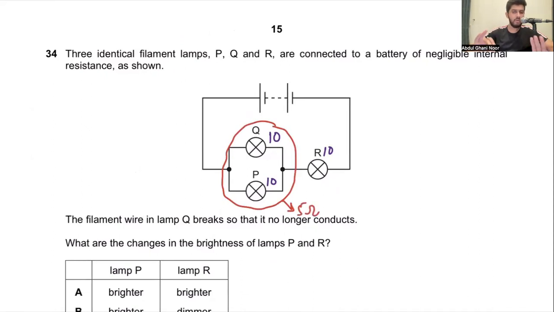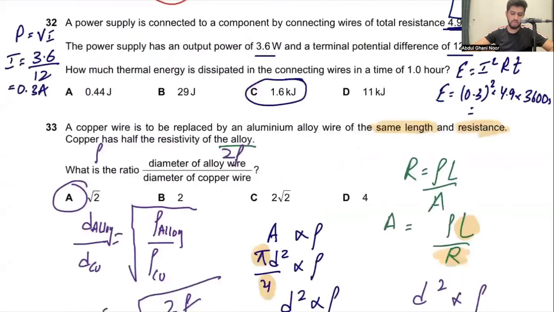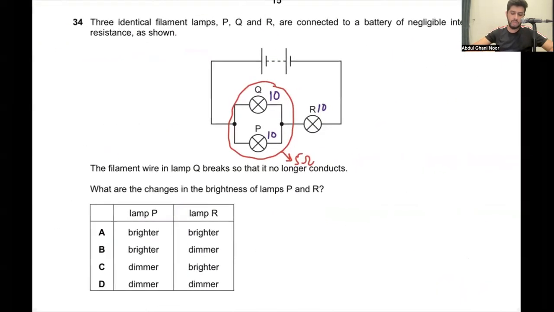ठीक है, initially ये हो रहा था. सही, the answer to 33 is A. Initially ये हो रहा था कि total resistance कितनी थी? Total resistance आपके पास 5 ohms थी और इसकी कितनी थी? 10 ohms थी. Which means कि अगर आपके पास 15 volts की बैटरी है ना, तो इस 15 volts की बैटरी में से 10 volts इसको मिलेगा और 5 volts इसको मिलेगा. सही, तो initially 10 और 5 का ratio था.